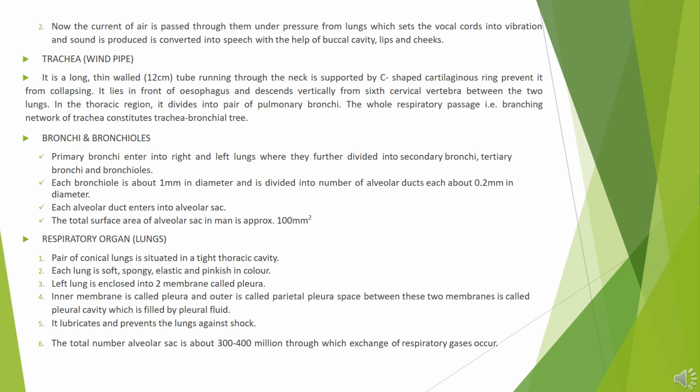Respiratory organ: lungs. A pair of conical lungs is situated in the thoracic cavity. Each lung is soft, spongy, elastic and pinkish in color. Each lung is enclosed in two membranes called pleura. The inner membrane is called visceral pleura and the outer is called parietal pleura. The space between these two membranes is called the pleural cavity, which is filled by pleural fluid. It lubricates and protects the lungs against shock. The total number of alveolar sacs is about 300-400 million, through which exchange of respiratory gases occurs.